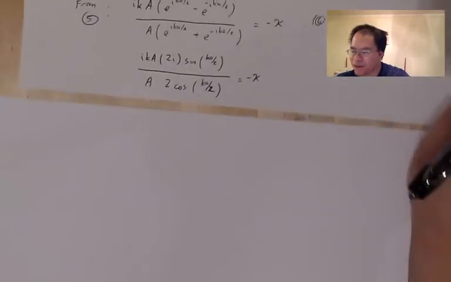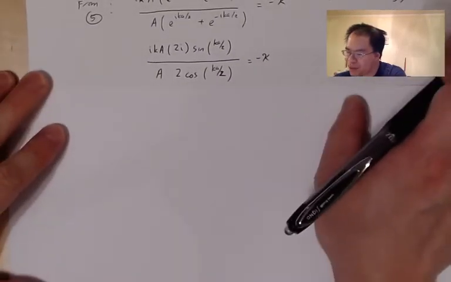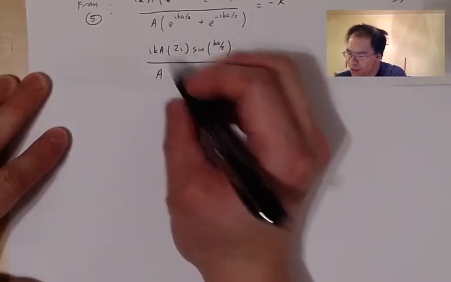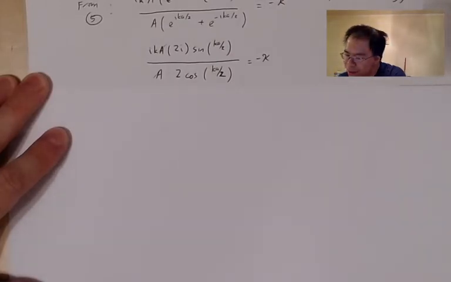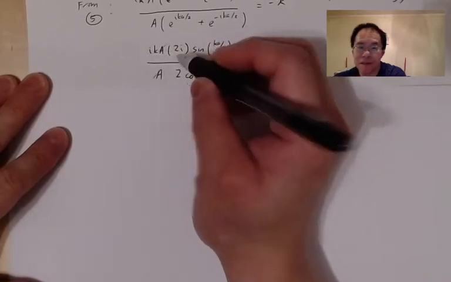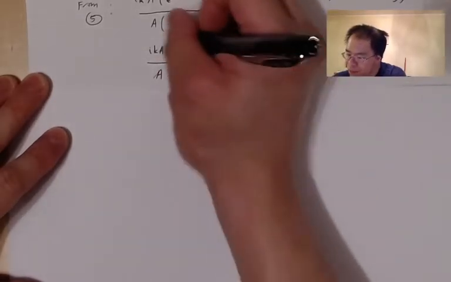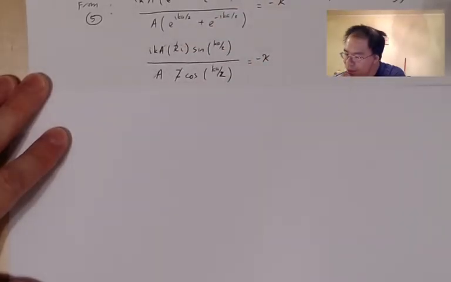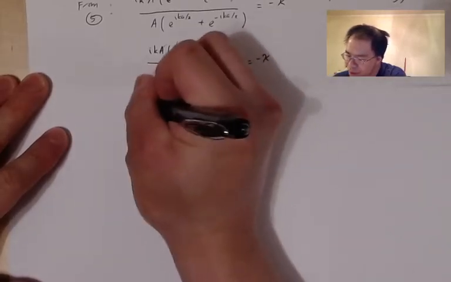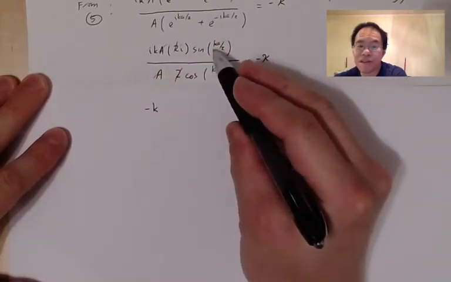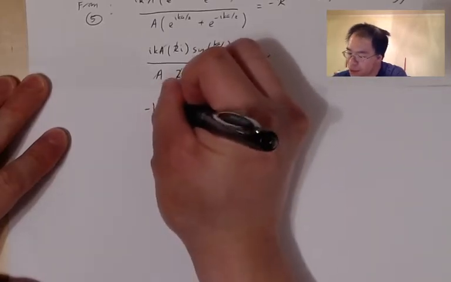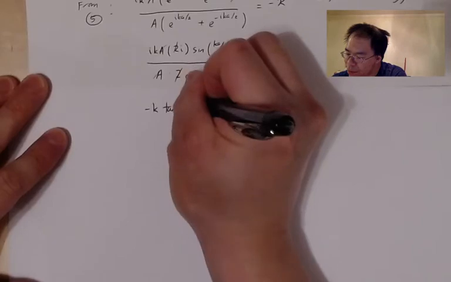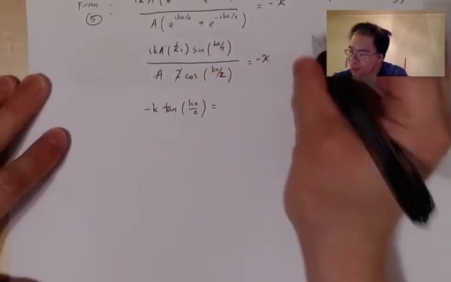And let's keep cranking on this. So my A's cancel, so that's gone. And then this gives me, so i times i is minus 1. And oh, my 2's also cancel. So I get here minus k. I notice that I have sine ka over 2 divided by cosine ka over 2. So that's actually minus k tangent ka over 2 equals minus kappa.